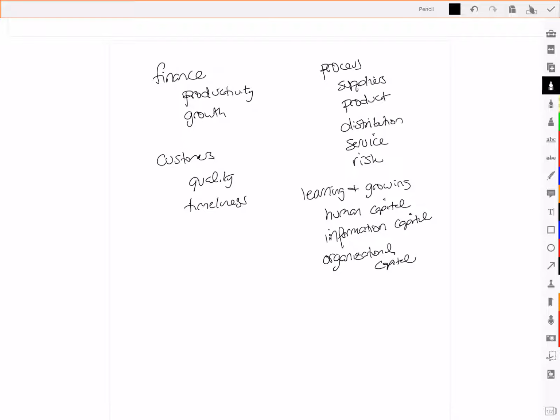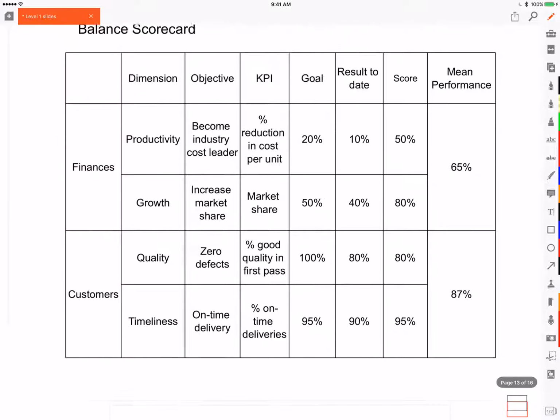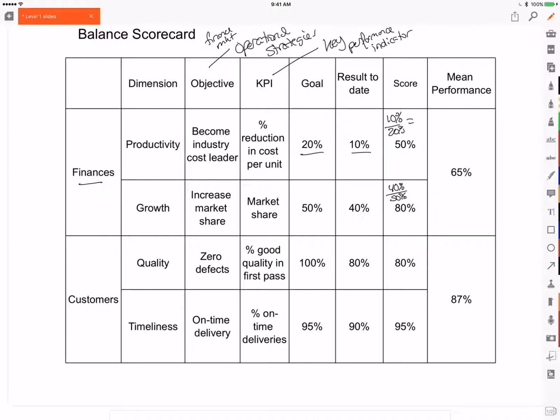So as you build your balanced scorecard, you can pick a number of dimensions, and then from there you have your strategy. So if we go back, we can identify where in the organization or what part of the organization is focusing on this, create our strategies, come up with a way to measure them, how well we're doing, create a goal. And then as we start to implement these strategies, how are we doing to date? Keep track of our score.